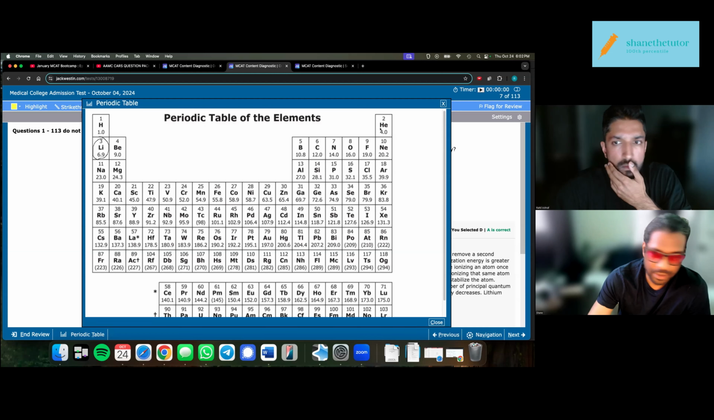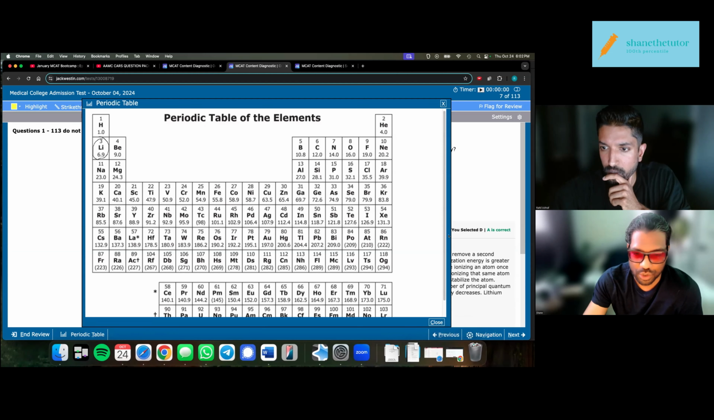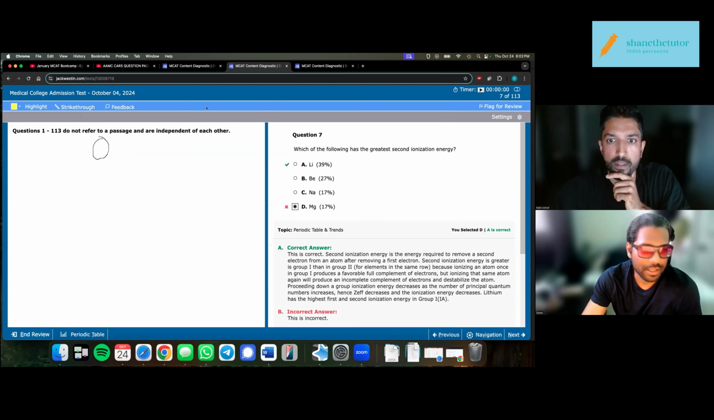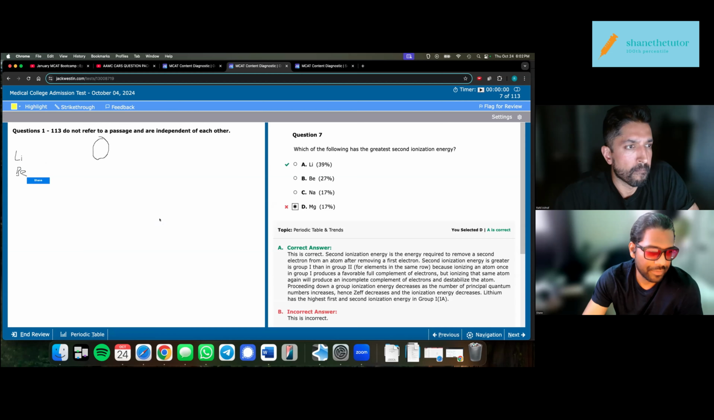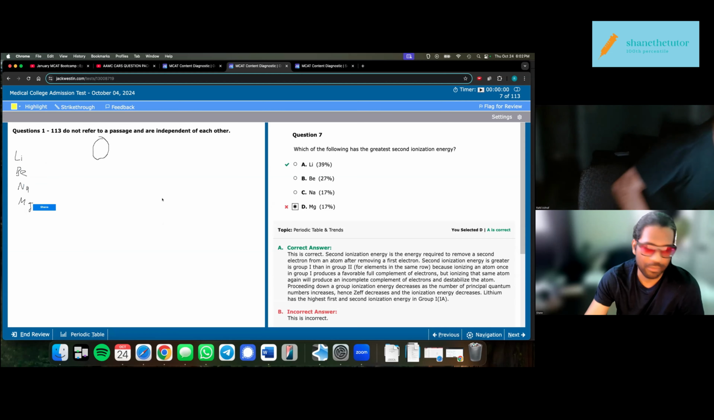Compare that to, or if you can move this a little, I want to see what, oh, sorry. Yeah, you can hit close. Oh, it's closed, okay. All right. I'm just going to write down lithium, beryllium, sodium, magnesium. Okay, you can bring it up again.